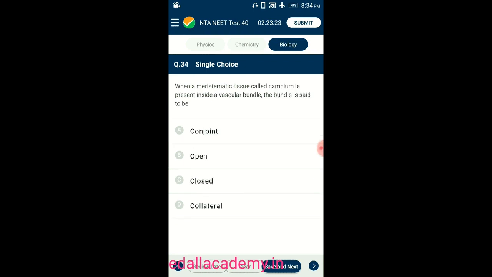Question number 34. When a meristematic tissue called cambium is present inside a vascular bundle, the bundle is said to be. The vascular bundles having cambium in between xylem and phloem are called open bundles. Due to cambium, secondary growth is possible. The vascular bundles which lack cambium are called closed bundles. Open bundles occur in dicots and closed bundles occur in monocots. So the answer for this question is open. The cambium is present in between xylem and phloem. Such type of vascular bundles is called an open vascular bundle.